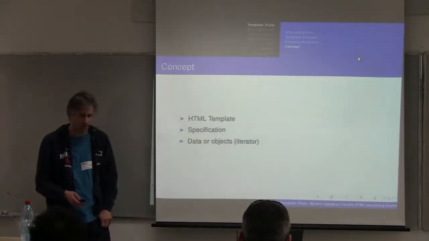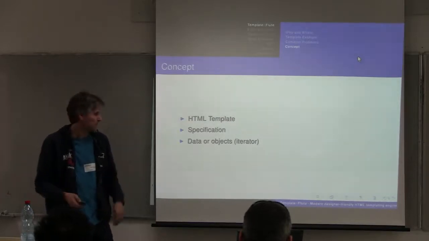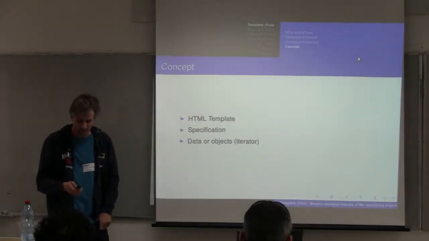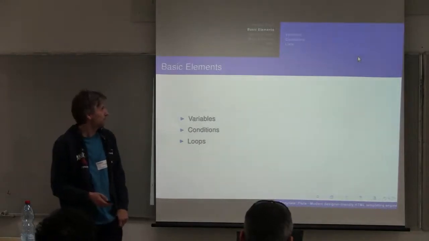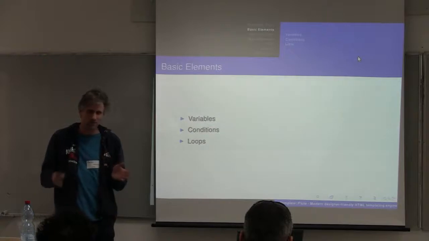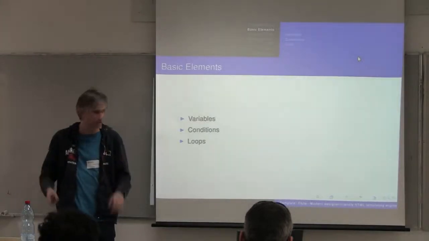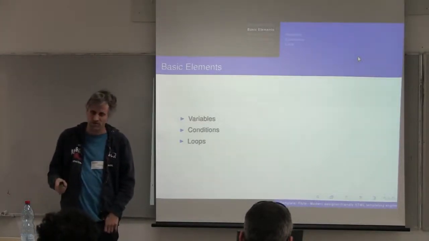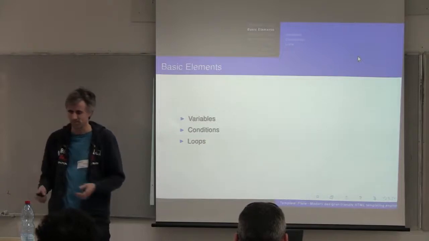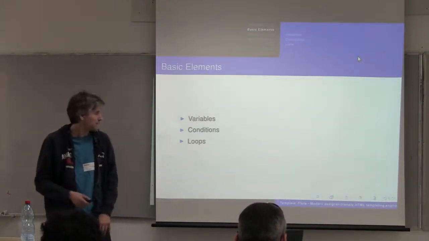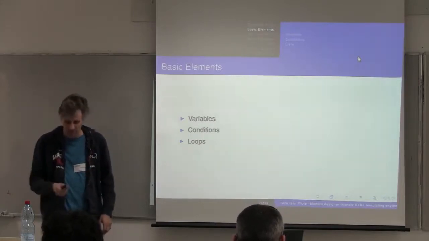Okay, so my concept is a pure HTML template, a specification file, or just specification, and the data you're getting into your template for the output. So what are the basic elements for a template? First of all, you have variables, like the date or the temperature, or just single things. Then you have conditions, like when you want to show something to certain users and not to other users, so you would hide things. And then you have loops, just iterating over something, like a cart or users in a room or whatever.